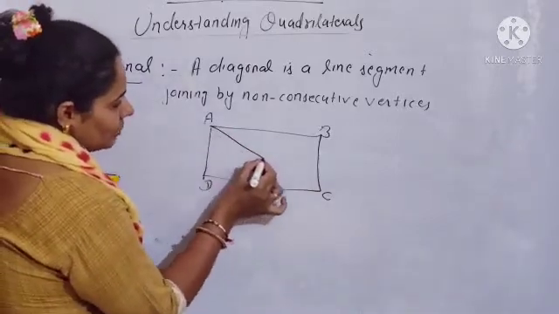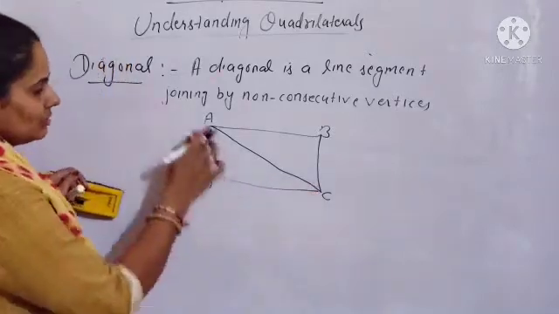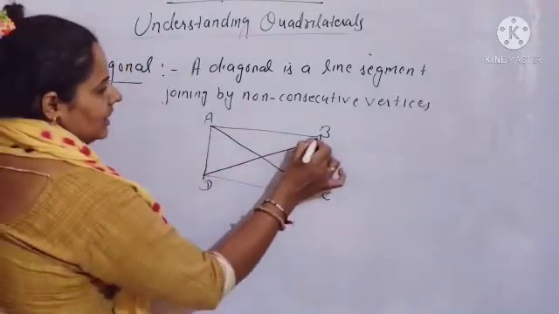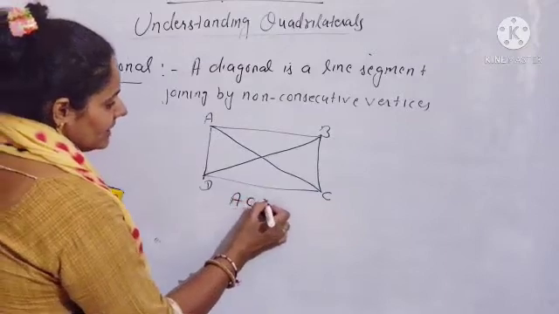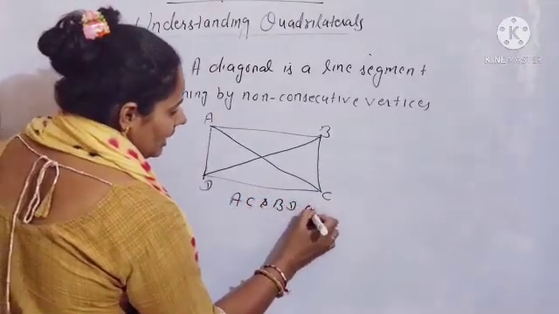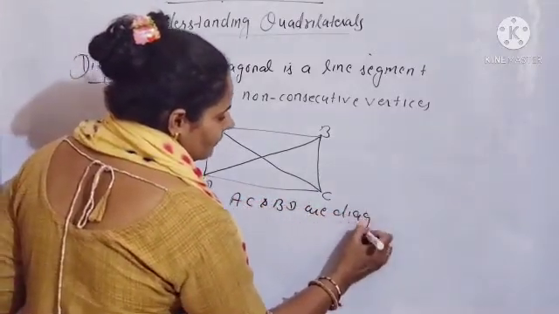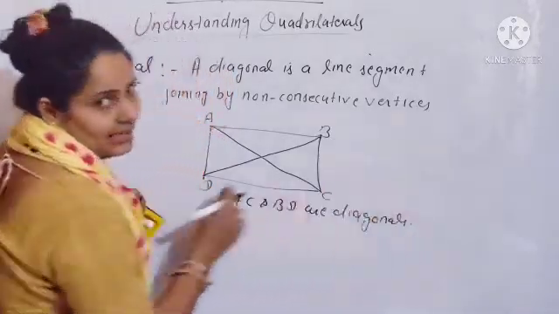So line segment joined by non consecutive vertices, so it will be AC and next it will be BD. So you can say AC and BD are diagonals. AC and BD are the diagonals, clear.